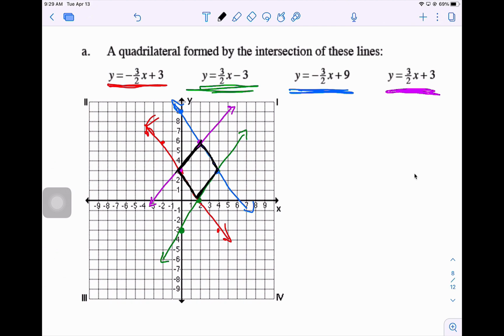So right now, let me take a look. What do you think this shape is? What would you predict right now? Rhombus. Okay? Yeah, it kind of looks like a rhombus. It's kind of got that parallelogram look to it. It looks like we're about the same.